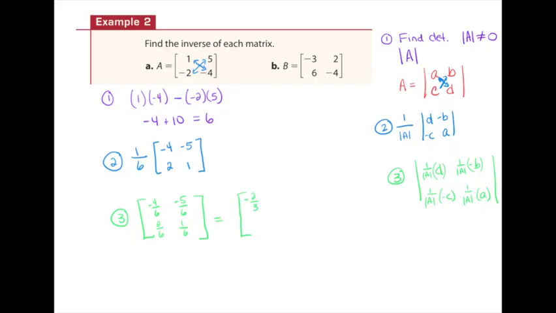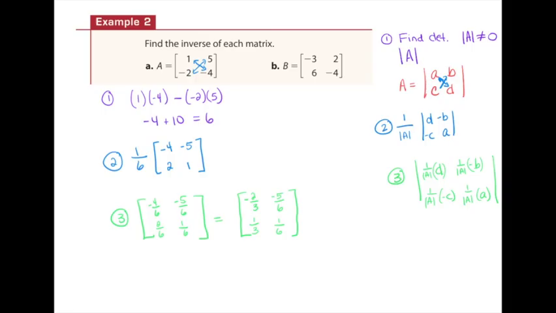-2/3. Yeah. -5 over 6 cannot reduce, so we're going to leave him alone. 2 over 6 can reduce, and 1 over 6 cannot. This is my inverse, okay? So it's a little bit of a process, but it's not difficult.